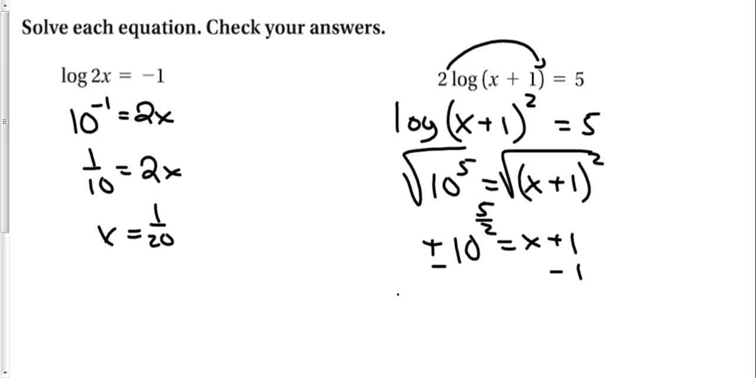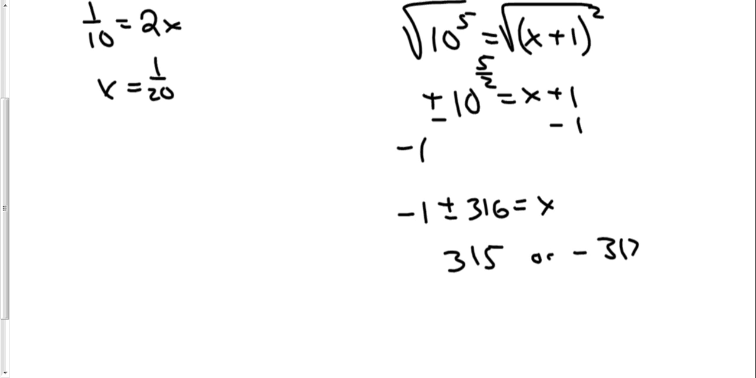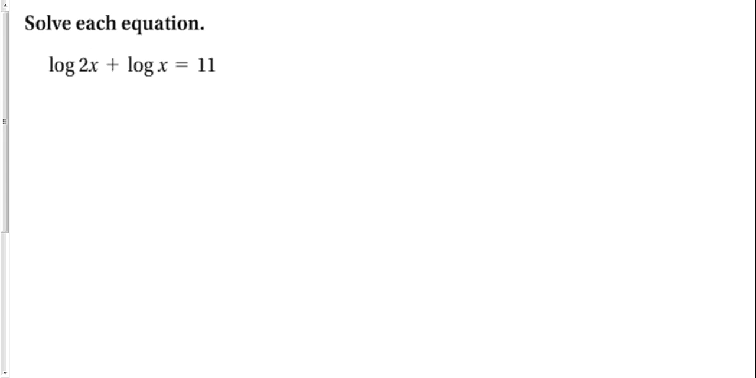Subtract 1 from both sides. All right, and now we're going to get two answers. Negative 1 plus or minus 10 to the 5 over 2 power, which is about 316. Okay. So the answer equals x. So my answer is going to be about 315 or negative 317. Either one of those. About. Okay? Good enough to round.